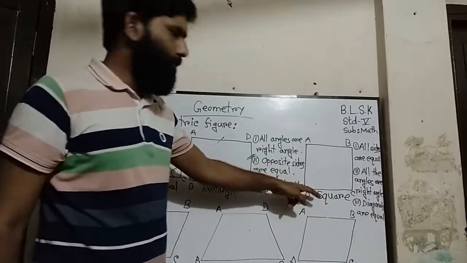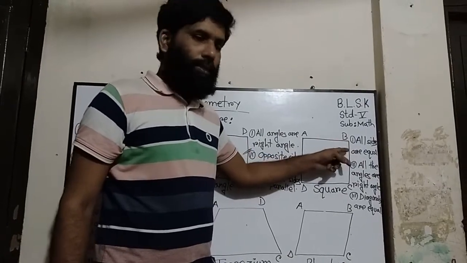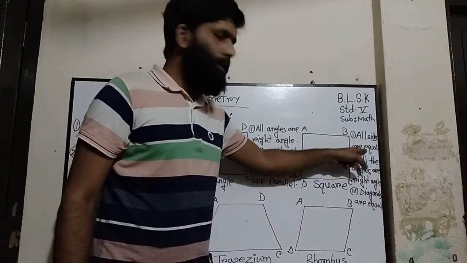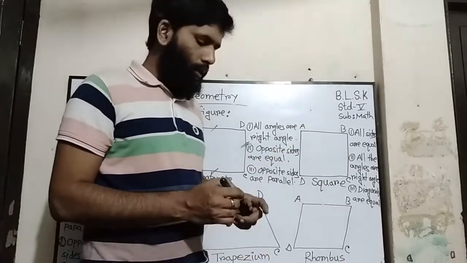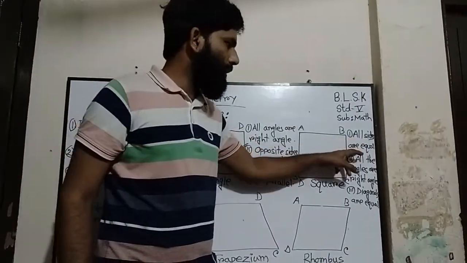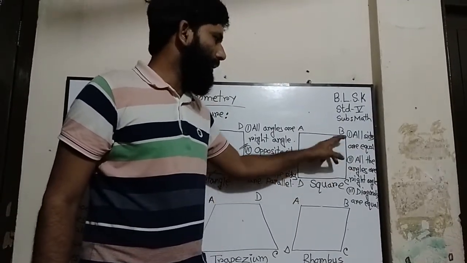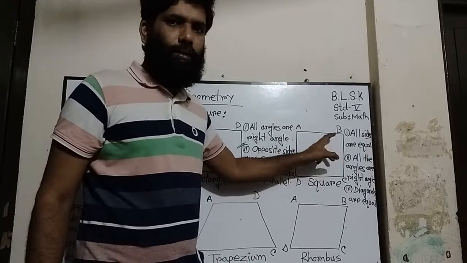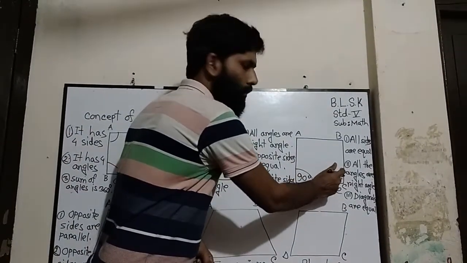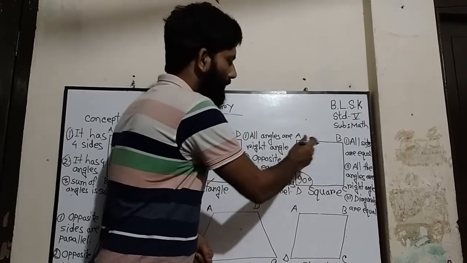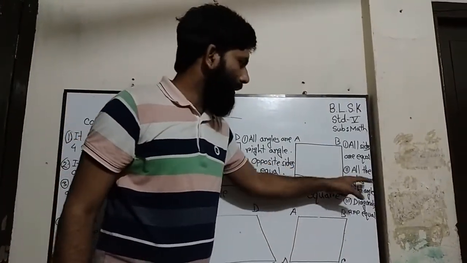Next one is the square. So the square has 3 characteristics. Number 1, all sides are equal. Number 2, all the angles are right angles. Look at that. That means 90 degrees. This one is 90 degrees, this one also 90, this one also 90, and this one also 90 degrees. That is the square.